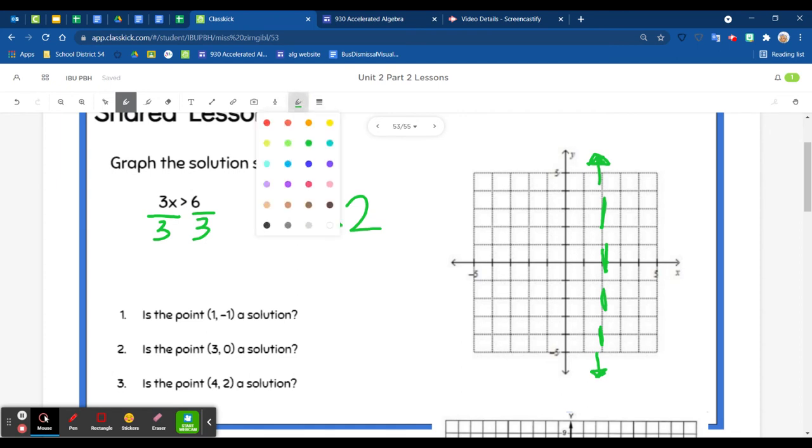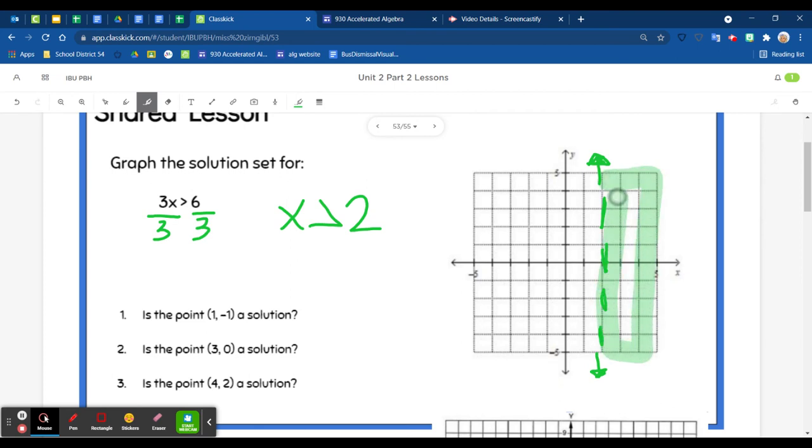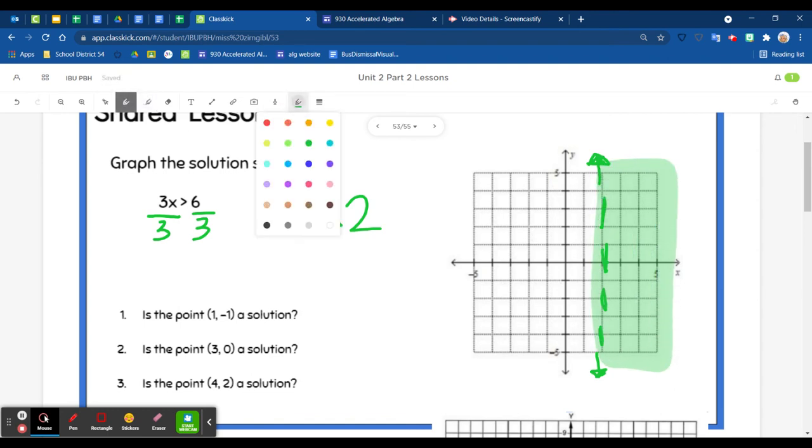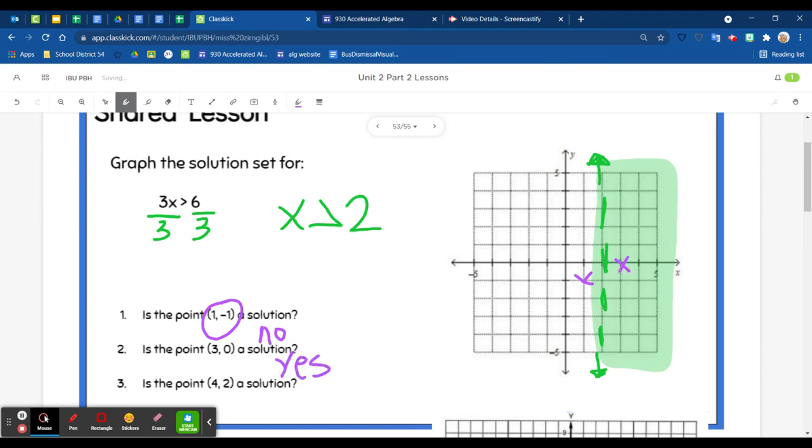And it's also x is greater than. Well, let's think about it because it's a little different than my y's. Where are the numbers greater than 2 on the x-axis? And that is to the right. So I'm going to shade everything to the right. Then we're going to talk about our solutions. Is (1, -1)? Nope. Is (3, 0)? In the shaded, so yes. Is (4, 2)? Also in the shaded, so yes.